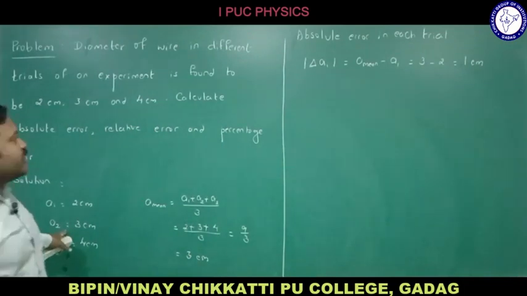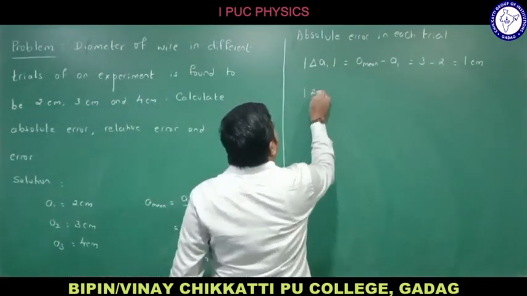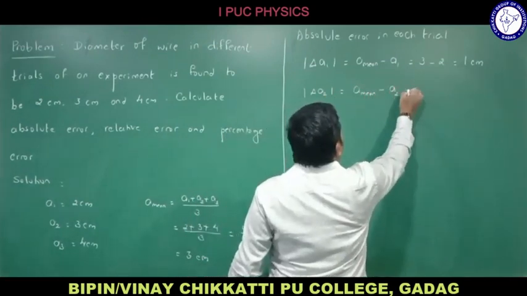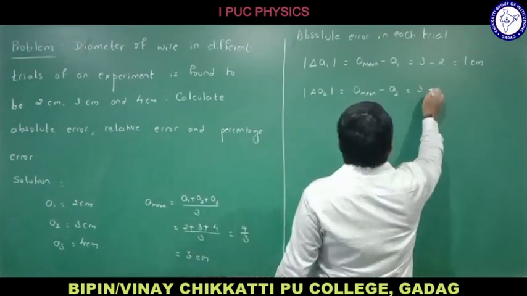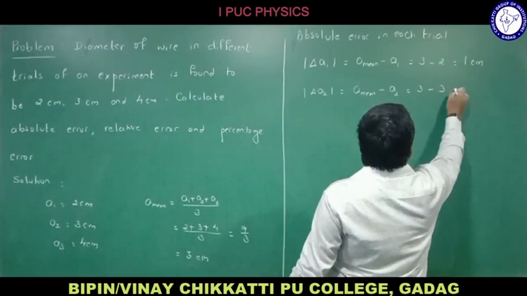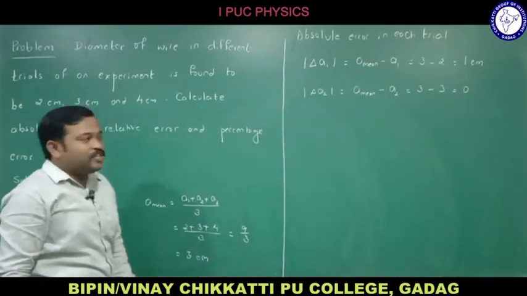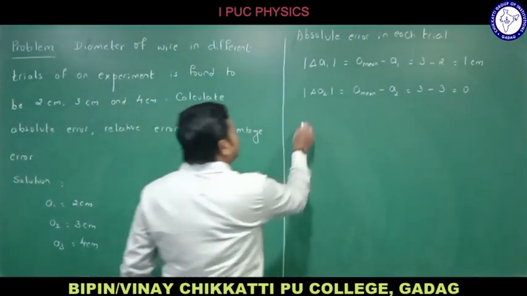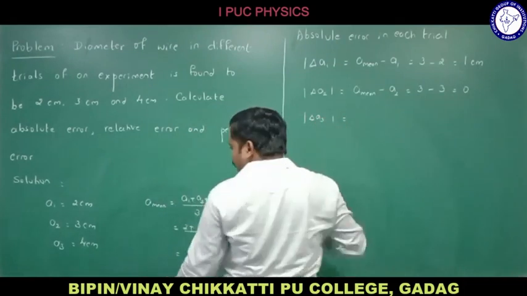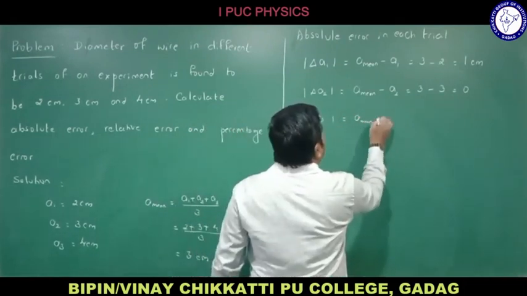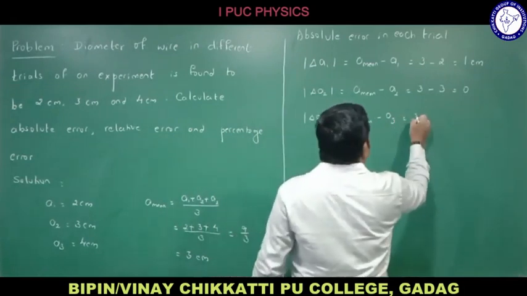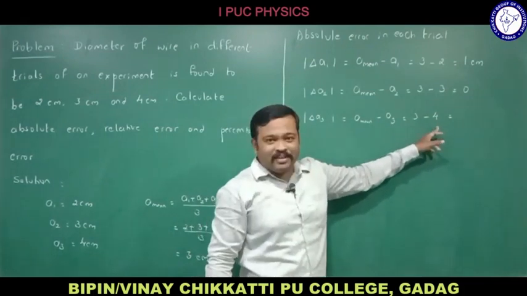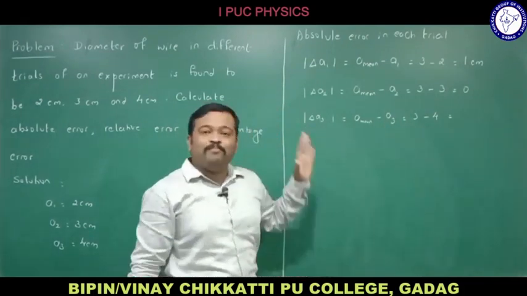Now calculate the absolute error in the second trial. That is delta A2, which is A mean minus A2. A mean is 3, minus A2, which is also 3. We get 0. So there is no absolute error in the second trial. Let me go with the third one. That is delta A3, which is A mean minus A3. A mean is 3, minus A3 which is 4. 3 minus 4 gives minus 1. Even though we get minus 1, we take positive because there is modulus here.